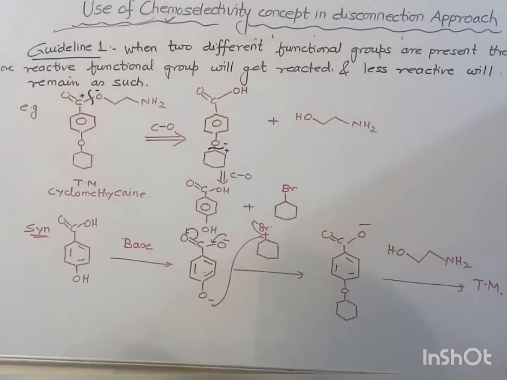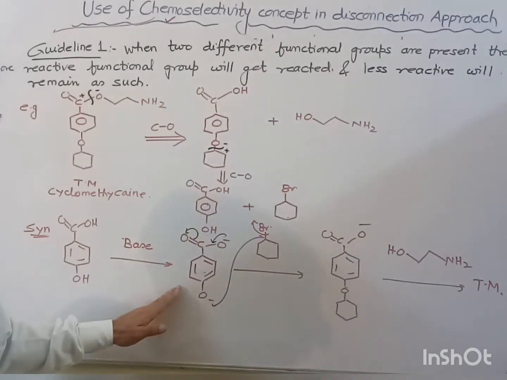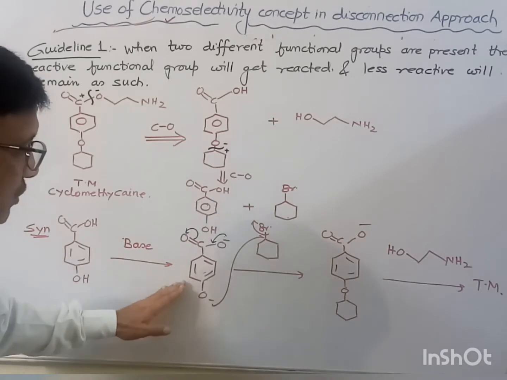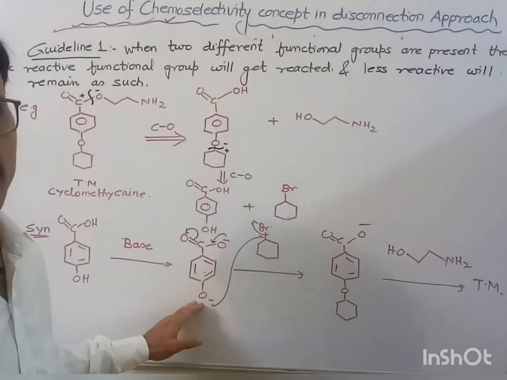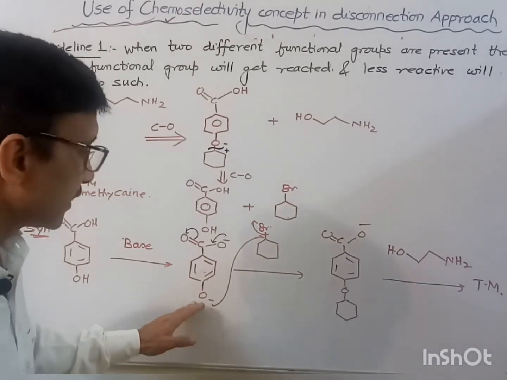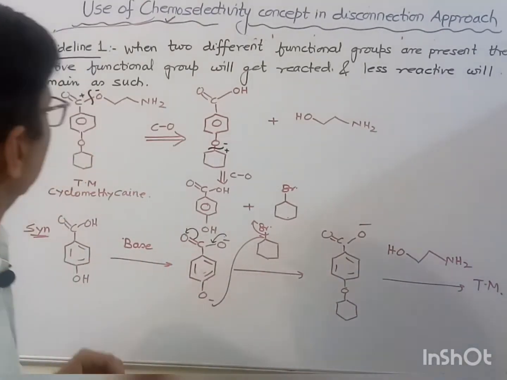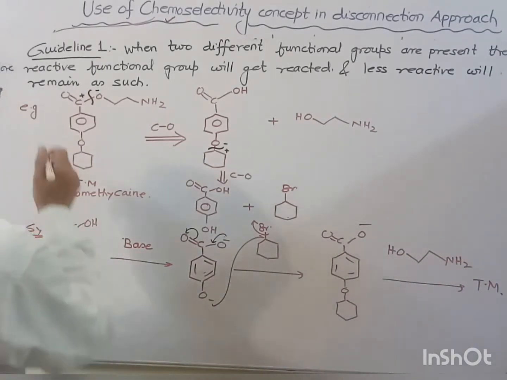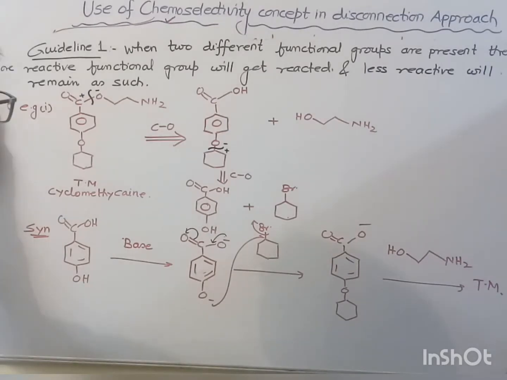So where will you see the chemoselectivity? We have seen the chemoselectivity here, where the more reactive functional group reacts and the less reactive functional group remains unreacted. So this is example number 1. Now let's see another example. Let's see the disconnection of another example.